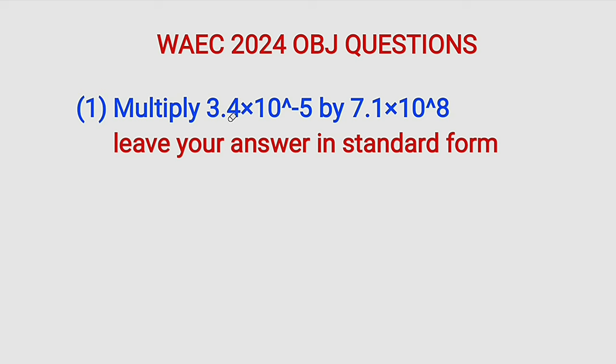We are asked to multiply 3.4 times 10 to the power of negative 5 by 7.1 times 10 to the power of 8, and leave the answer in standard form. Alright, let's get started. First of all, we can multiply these numbers together, because this is commutative, right? So I would like to arrange it as 3.4 multiplied by 7.1, then multiplied by 10 to the power of negative 5 multiplied by 10 to the power of 8.